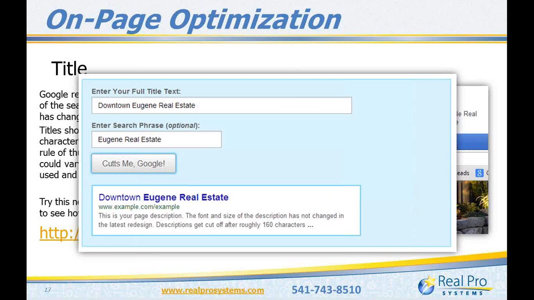And so we want to consider showing those titles in a different way so that they don't cut off. So my next example, I've just used Downtown Eugene Real Estate, and now you can see that they did not get cut off for that search for Eugene Real Estate. And you can see how the text was bolded there.